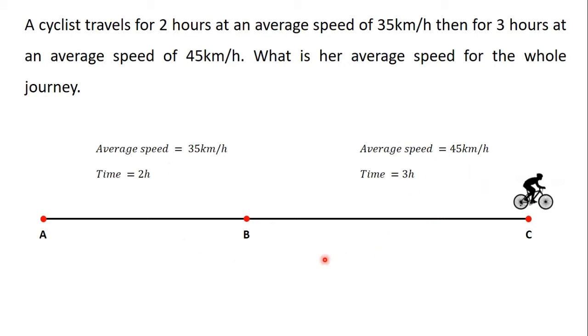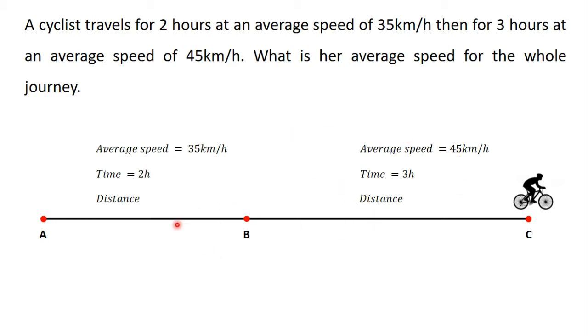In order to find her average speed for the whole journey, we will need the total distance covered by the cyclist. So we will need the distance between point A and point B. After that, we will need the distance between point B and point C. When we find them, we can add them to get the total distance for the whole journey.